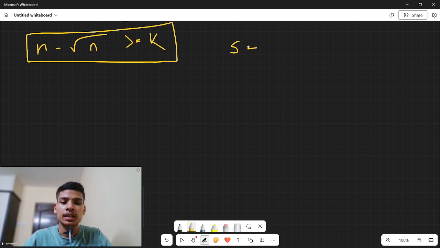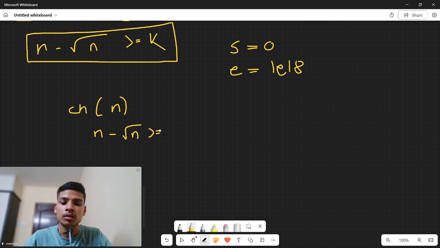For example, my initial s would be 0, and my end would be a very big number, 10^18 you can take. Make a checker function which will take a variable n and just return whether n minus square root of n is greater than or equal to k or not. Okay, this is my checker function. Now run a loop, where my mid will be s plus e by 2.